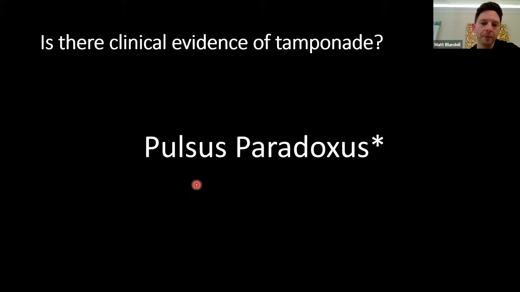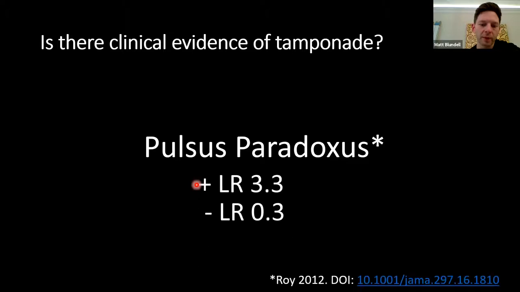If you actually look at the evidence around pulsus paradoxus in terms of likelihood ratios, those of you who don't know, likelihood ratios are really good at helping to rule things in and out. For a positive likelihood ratio over 10, that's the kind of test that could rule something in. For a negative likelihood ratio of less than 0.1, that's a test that could potentially rule something out. So if you have pulsus paradoxus, it doesn't really rule in tamponade very well. If you don't have any evidence of pulsus paradoxus, it's a fairly good test for ruling it out.